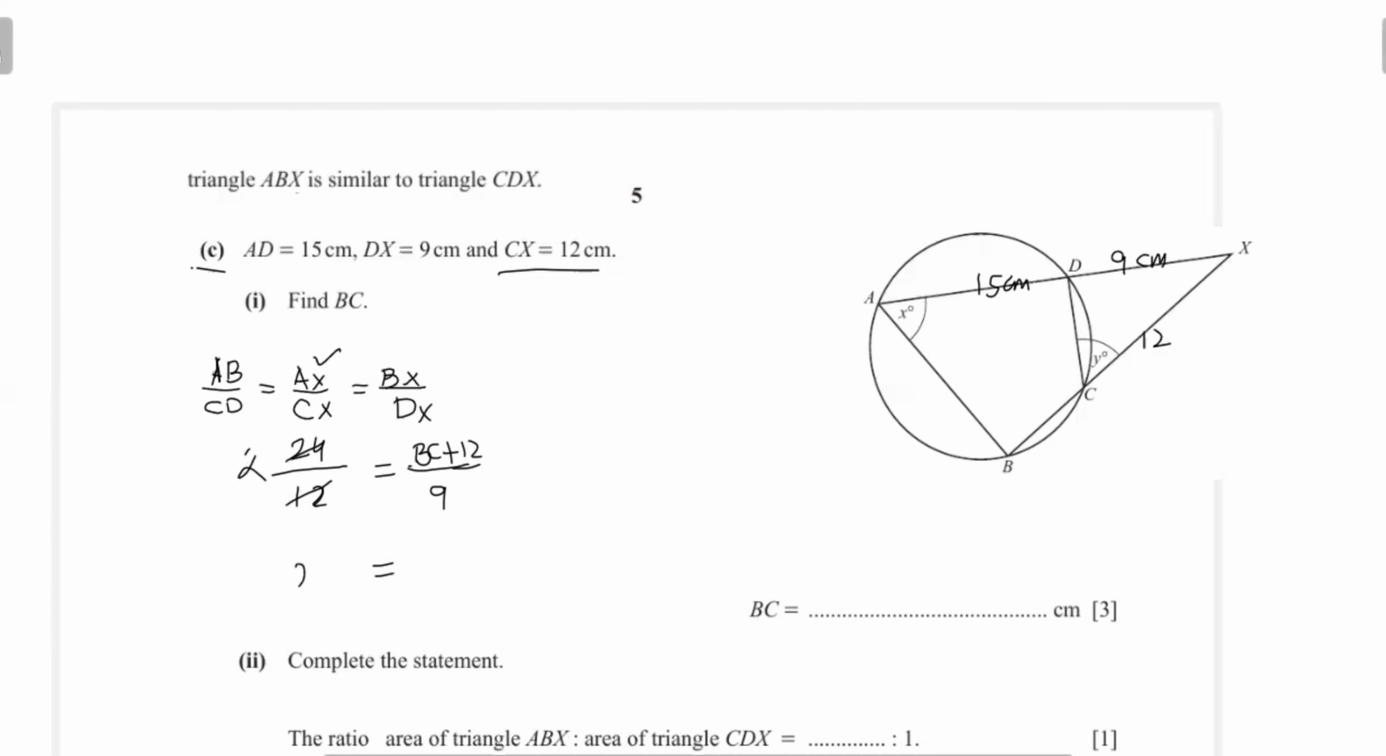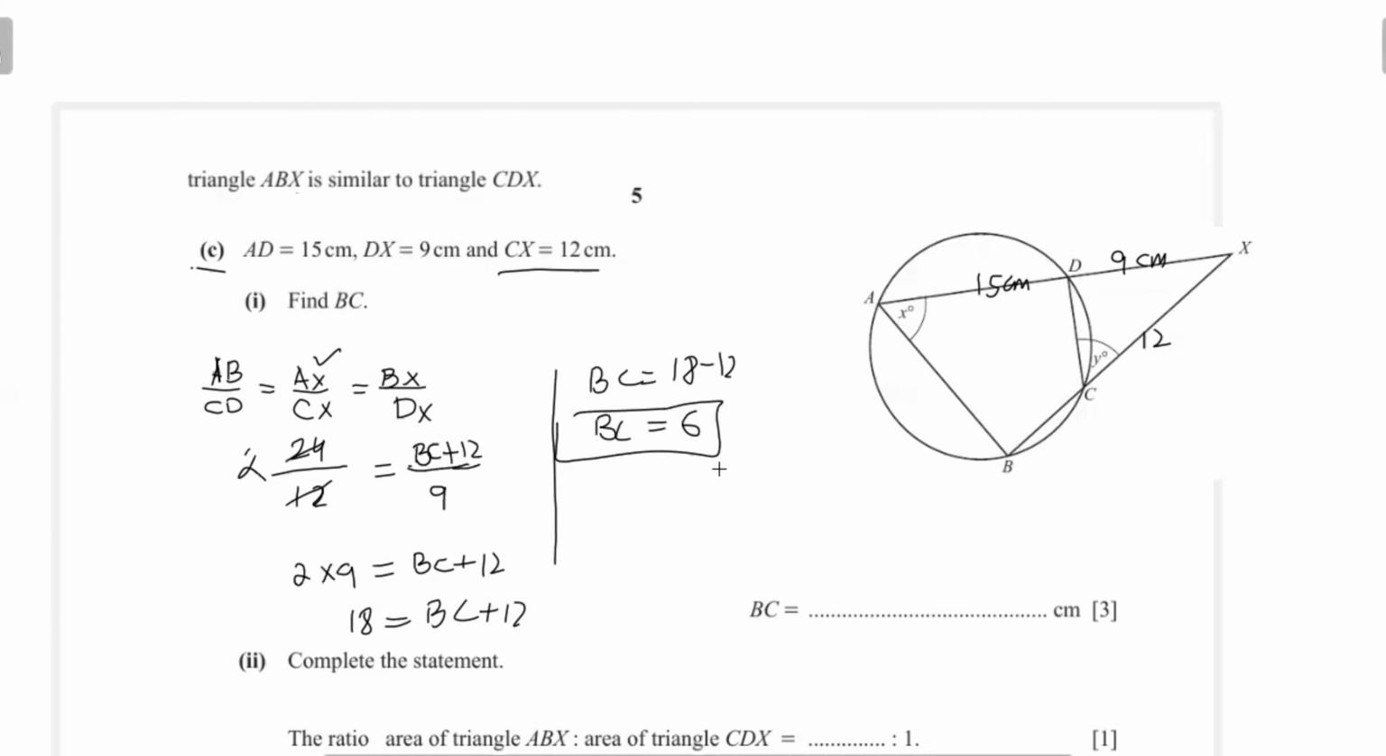Now we can write 2 multiplied by 9. This will be equal to BC plus 12. And therefore, 9 times 2 is 18, and BC plus 12 equals 18. Therefore, the BC length will be equal to 18 minus 12, and this will be equal to 6 centimeters. And this is the answer.